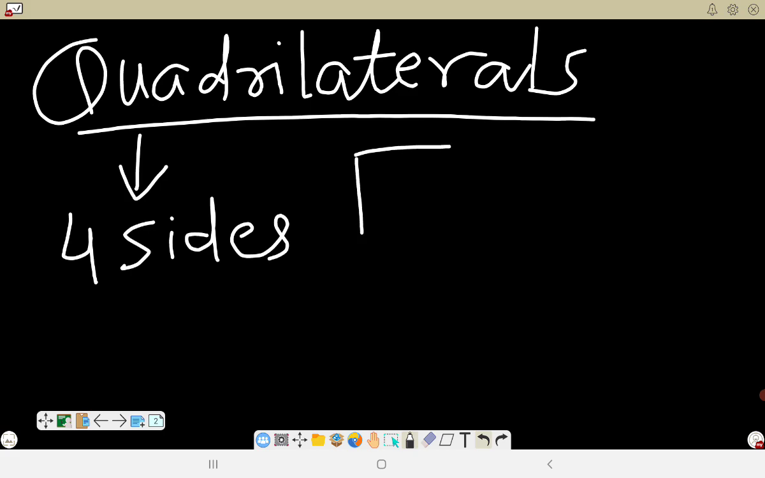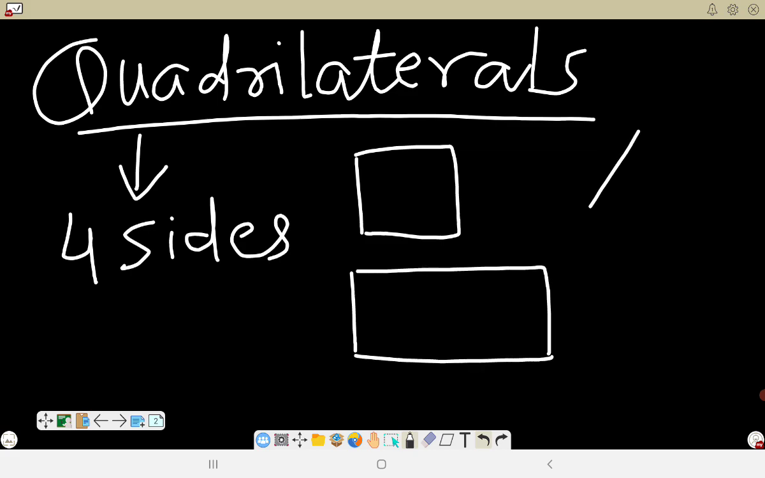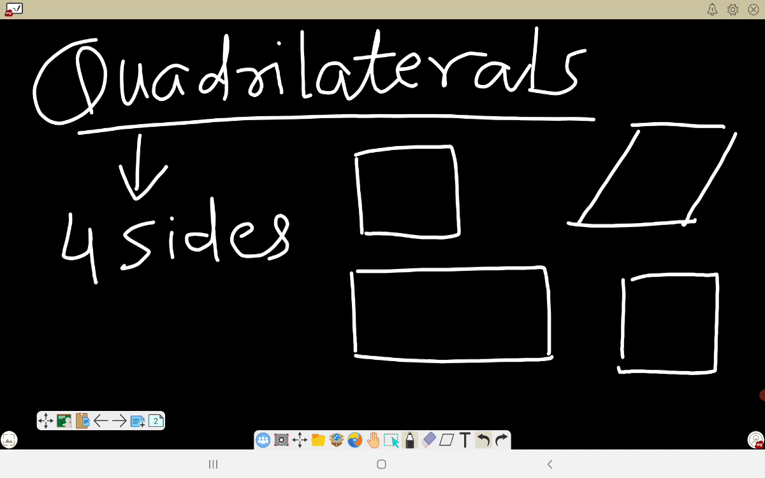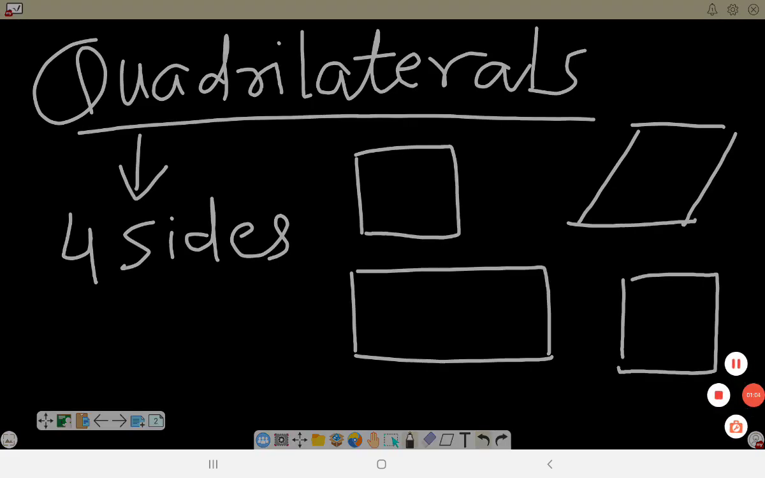Yes, we have square, rectangle, parallelogram, and rhombus. Okay, so today we'll study quadrilaterals. Basically these are the four-sided figures. What are the four-sided figures called? Quadrilaterals. So basically quadrilaterals are the four-sided polygons.